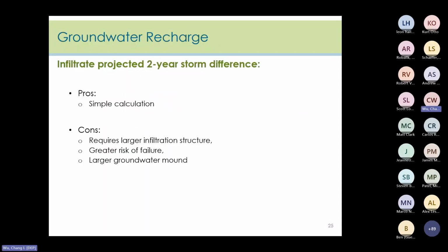Let's talk about the infiltration of the projected 2-year storm. It's a simple calculation: you just have to calculate the pre-construction and the post-construction 2-year storm volume and see the difference, and then you design a BMP that can take the volume. But the flip side is that it may need a larger infiltration structure. So that would result in a greater risk of failure and a larger groundwater mounding possibility. We will address the groundwater mounding analysis in the next presentation.